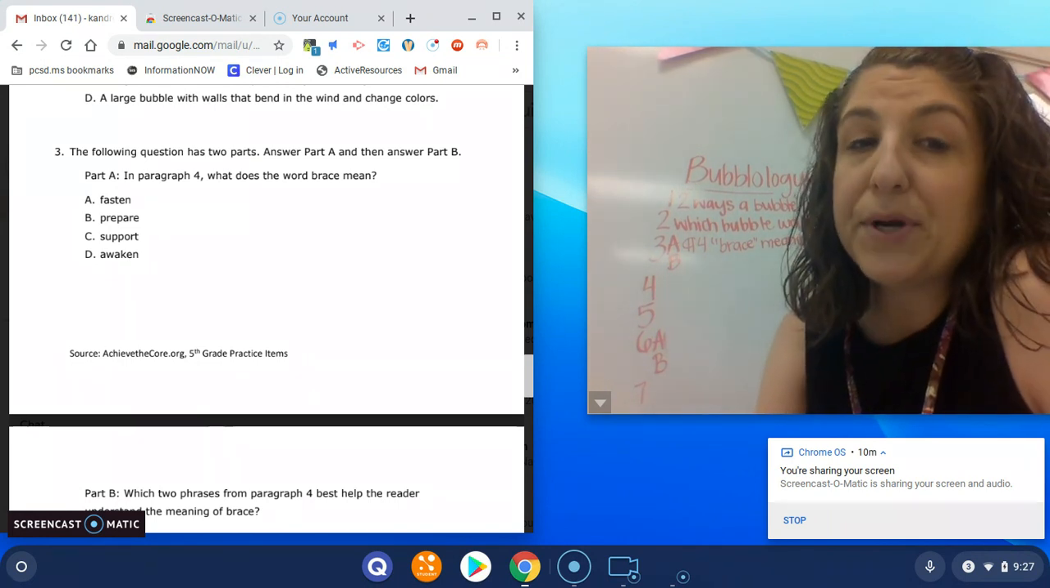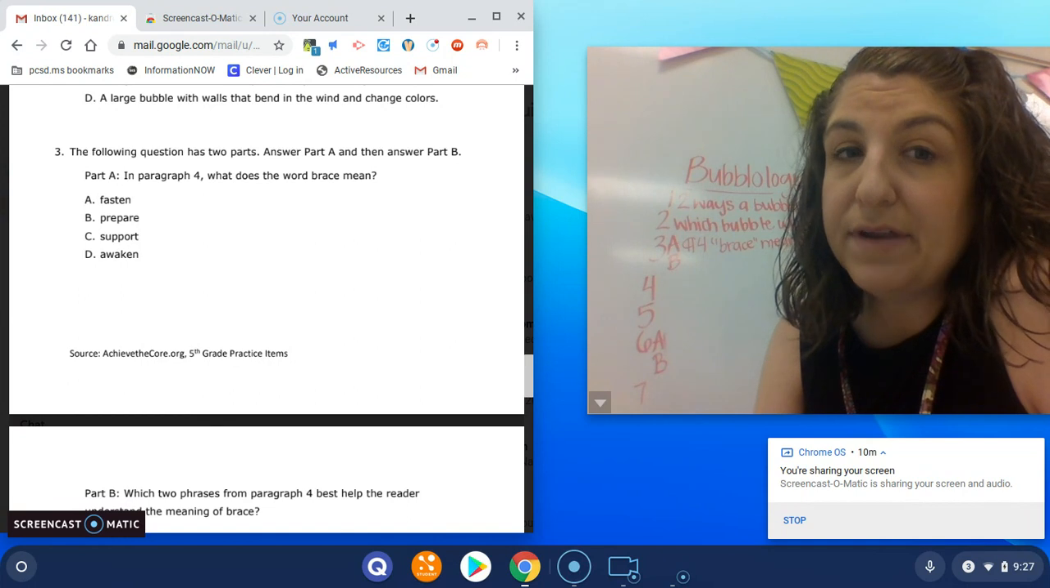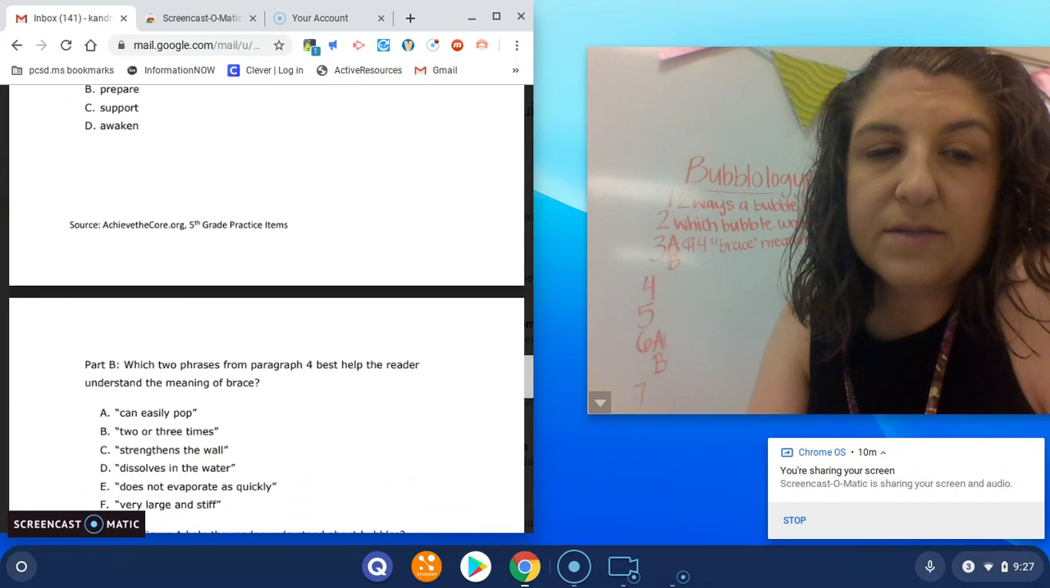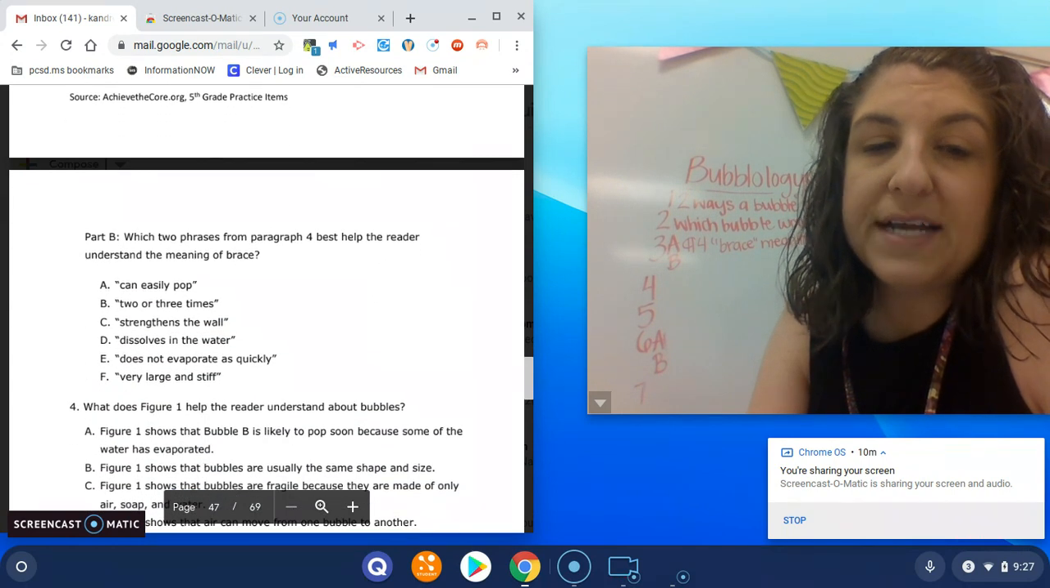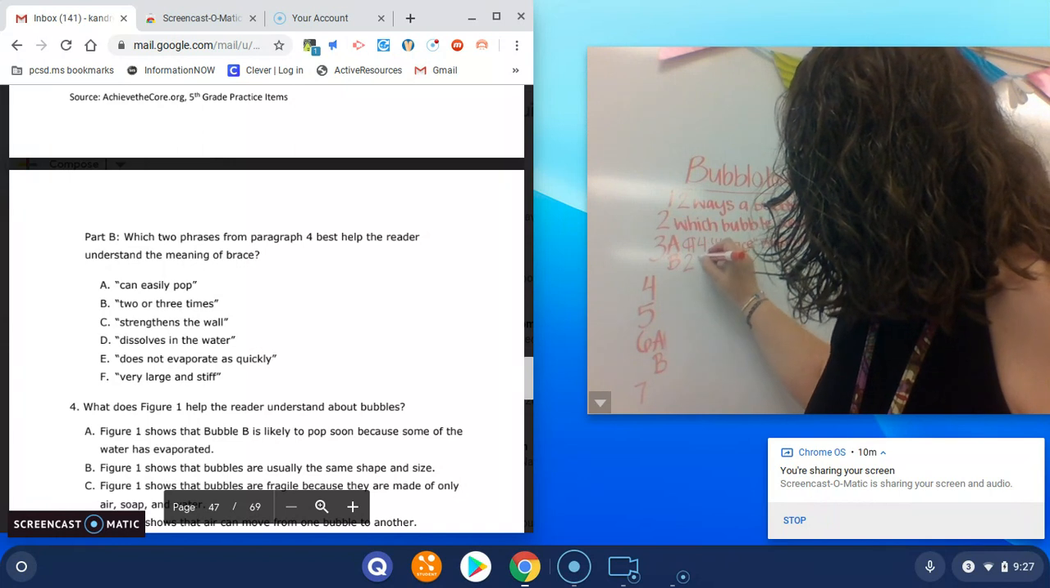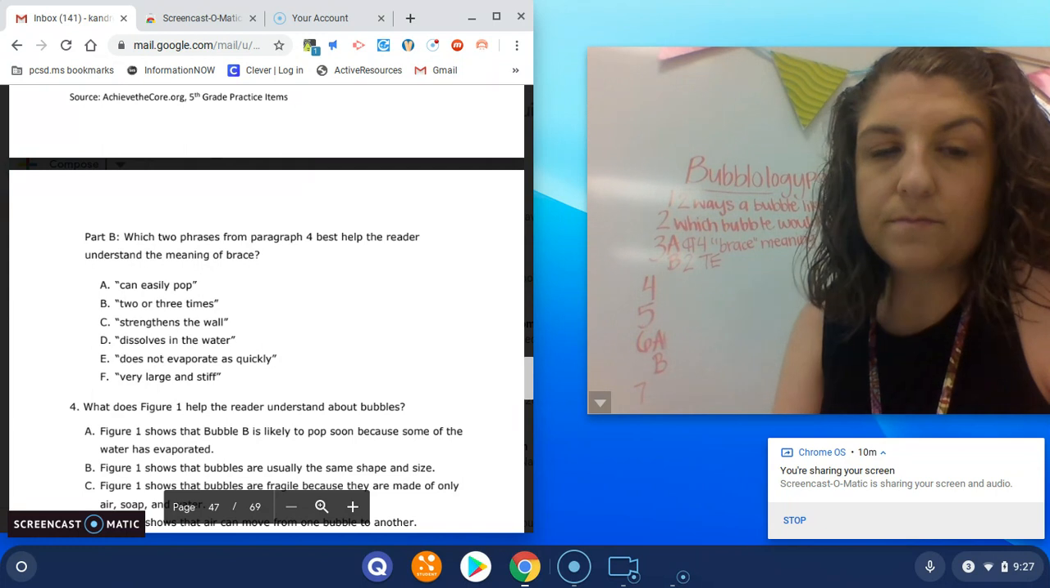Just a reminder, your Part B questions are asking for text evidence or support for your Part A answer. This Part B question says, which 2 phrases from paragraph 4 best help the reader understand the meaning of brace? So we're still in paragraph 4. We're looking for 2 pieces of text evidence. Okay, so 2 TE.